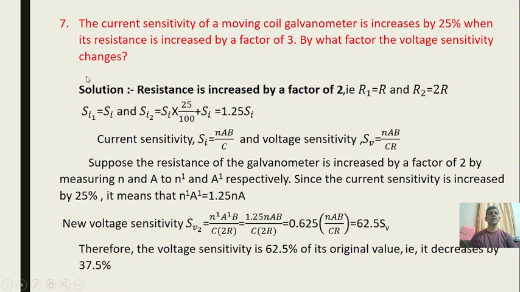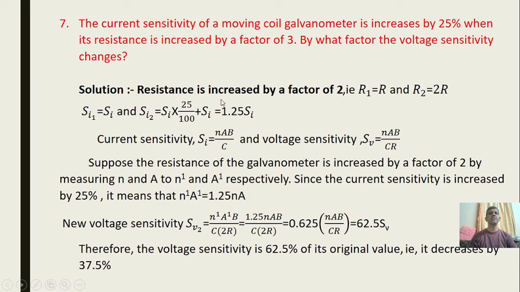Next, the seventh problem: the current sensitivity of a moving coil galvanometer increases by 25% when its resistance is increased by a factor of 3. By what factor does the voltage sensitivity change?